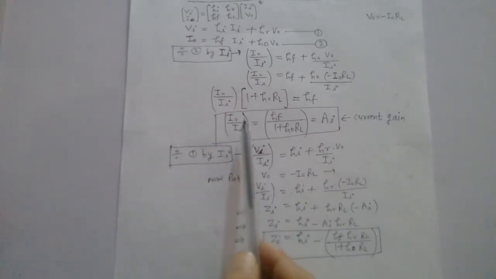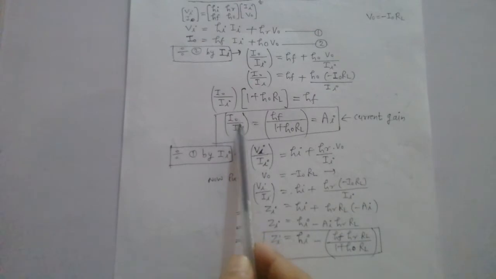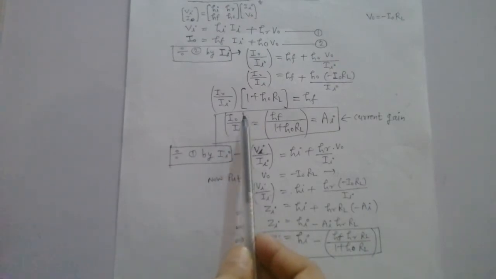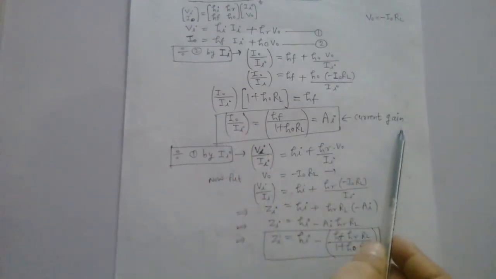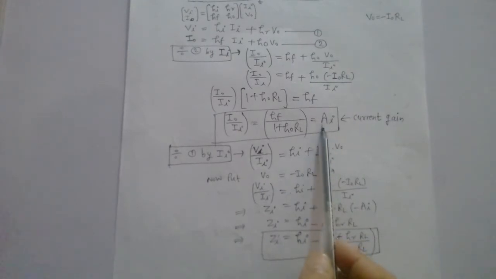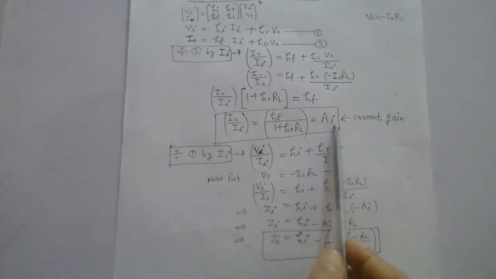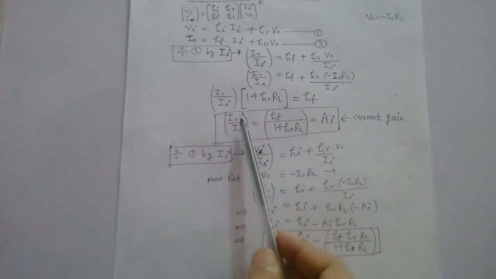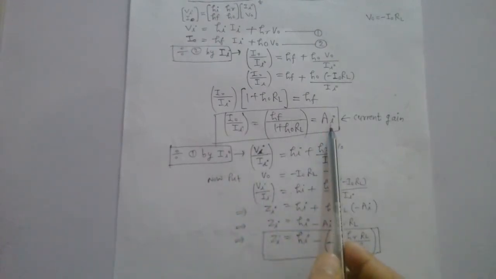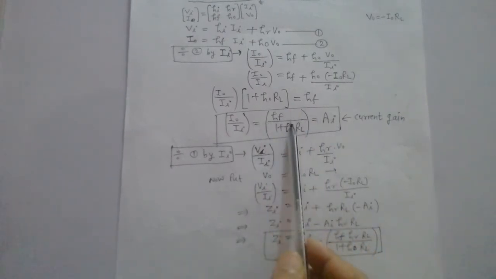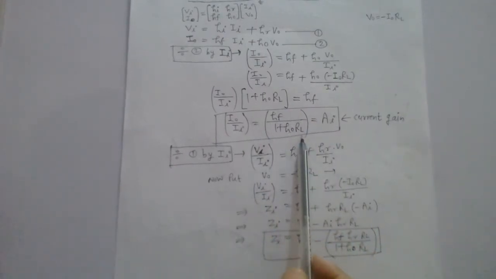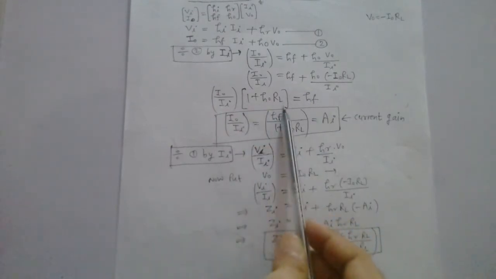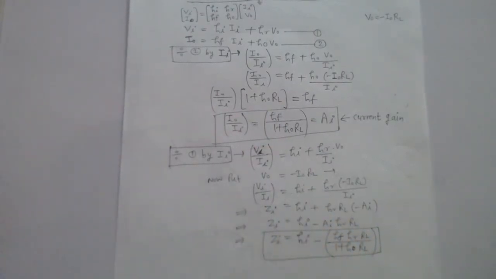So that means IO by II, what is this? This is a ratio of two currents, output current IO divided by input current II. This is the ratio of current, or you can say current gain. It is denoted by capital A suffix I. That's the standard notation. So you can note down IO by II is basically current gain, represented by AI, and it is equal to HF divided by 1 plus HORL.